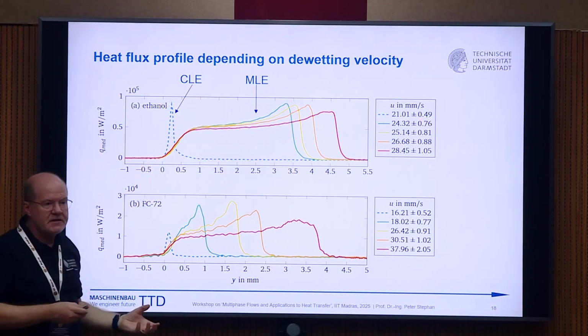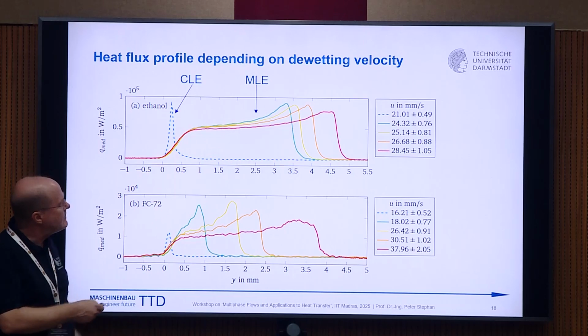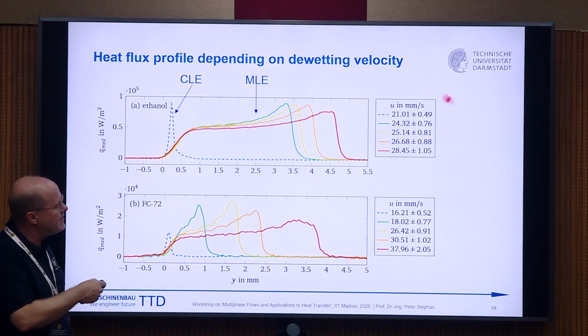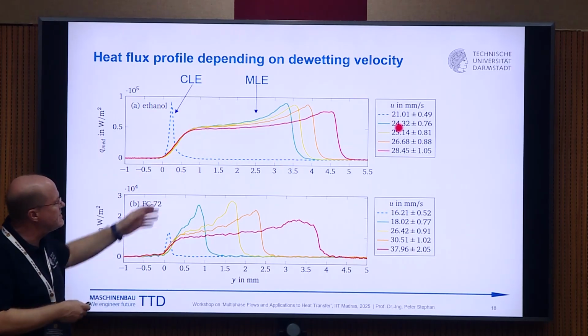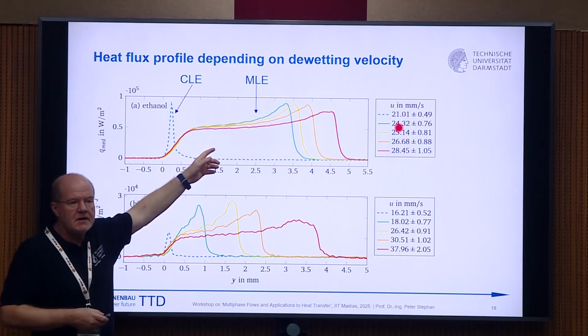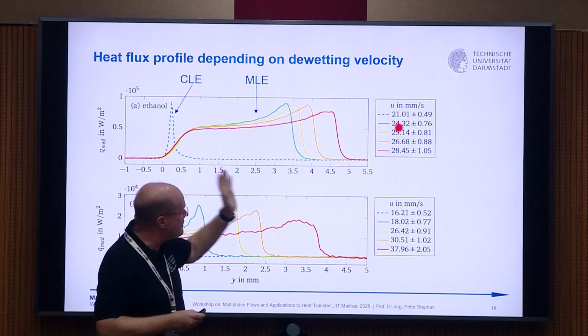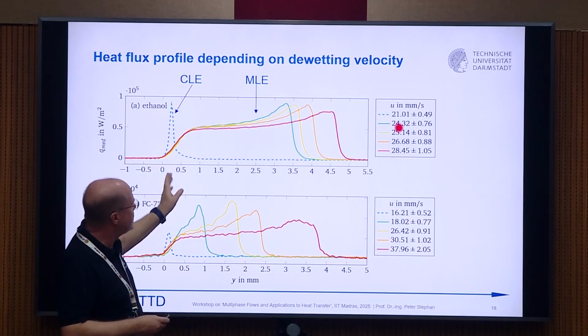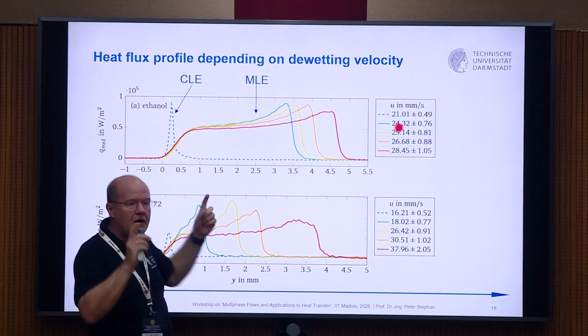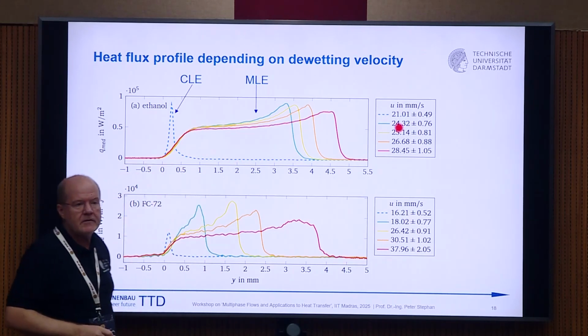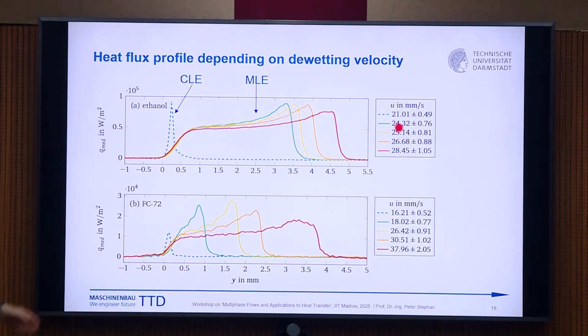If you increase the de-wetting velocity, then you suddenly jump and come into the microlayer regime, with a rather large, it's in millimeters, that's a 4 millimeter long microlayer with high heat flux. And for FC72, it looks basically similar, but of course with different values of heat flux and so on.